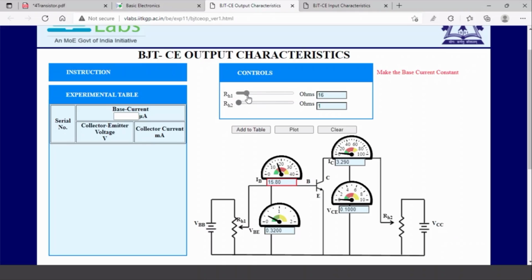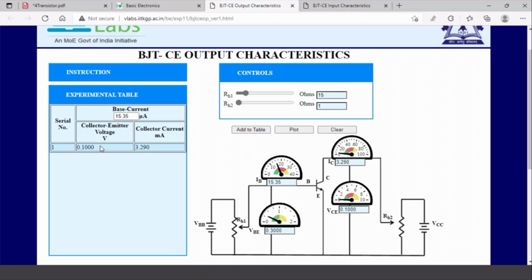So let us vary here. As I vary, you can see the current is changing. I am not getting 14.9, and directly next is 15.35 microamperes. Let that be the current here. So for 15.35 microampere base current, we need to see the variation of IC versus VCE. So what is IC? 3.92 and VCE is 0.1. So let us add that value to the table: 3.92 and 0.1.